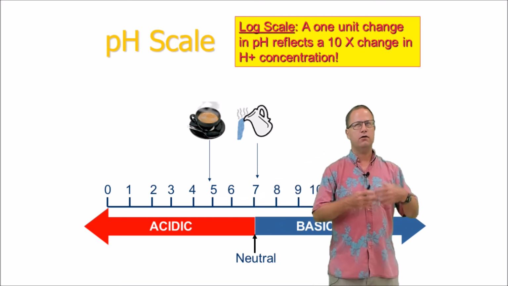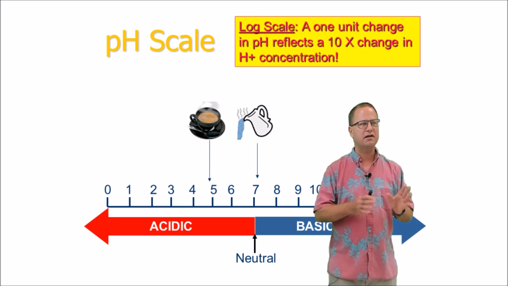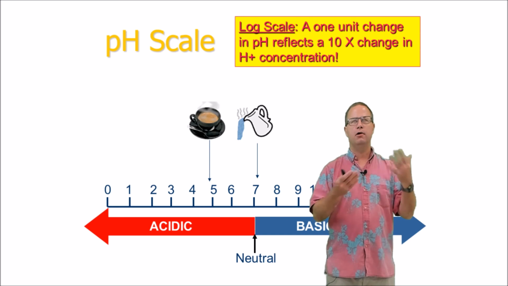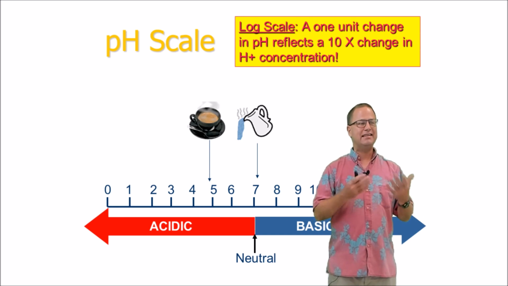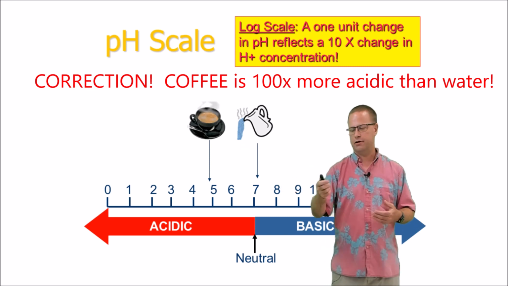And you might say, well, coffee is 20 times more acidic than distilled water, but you'd be wrong because this is a log scale and we don't add the 10 and the 10, we multiply it. So in truth, it's 10 times 10. That is, coffee is 100 times more acidic than distilled water.